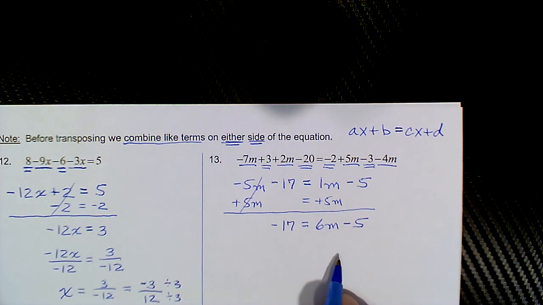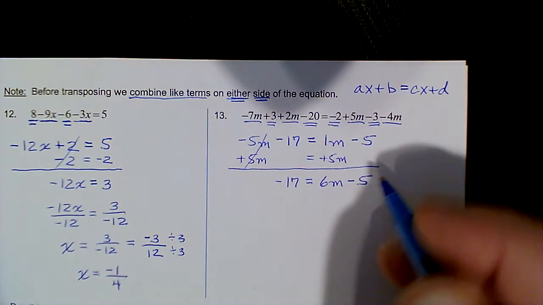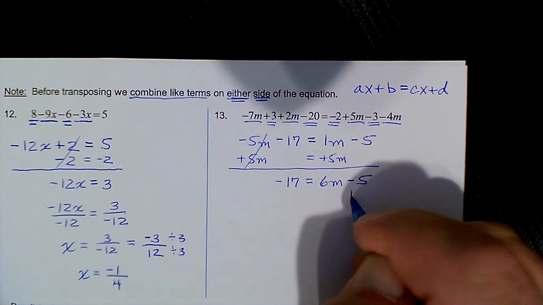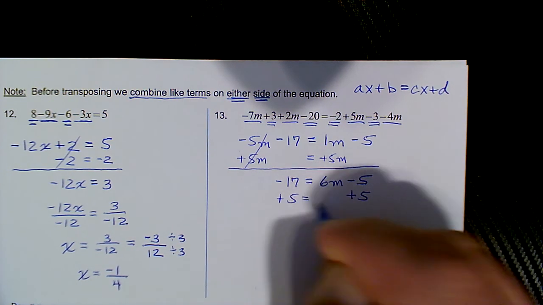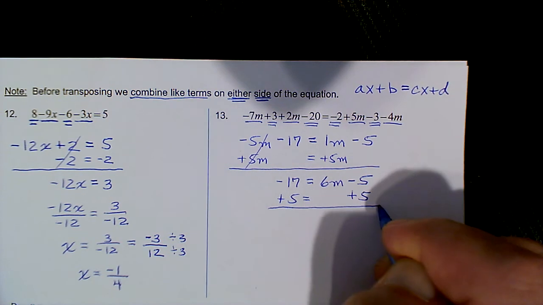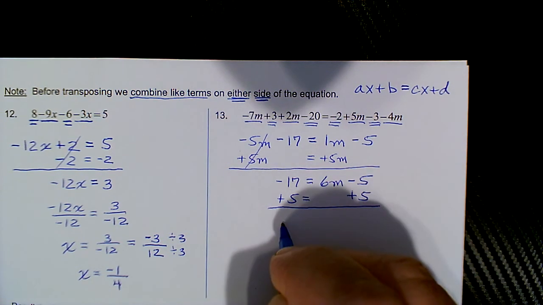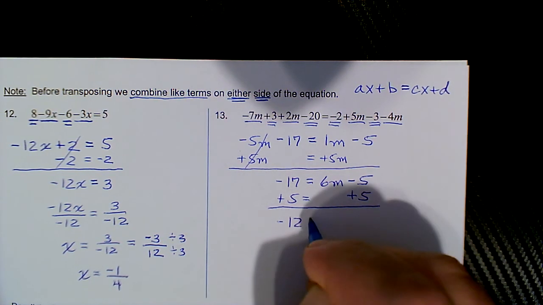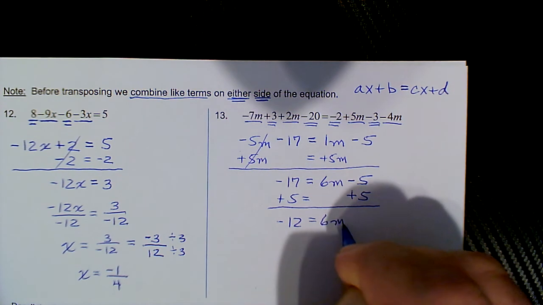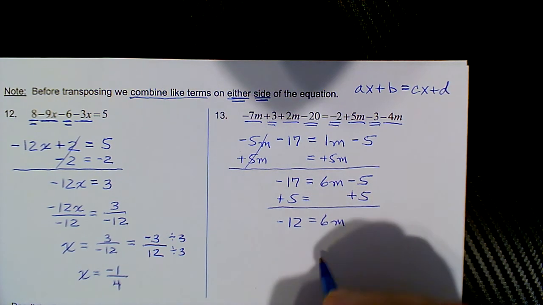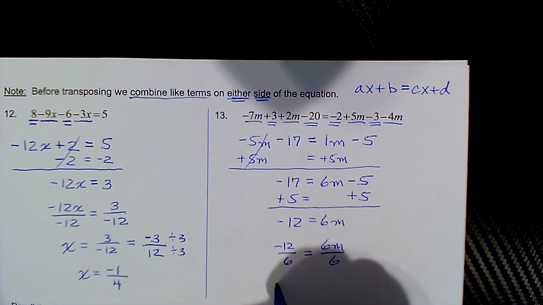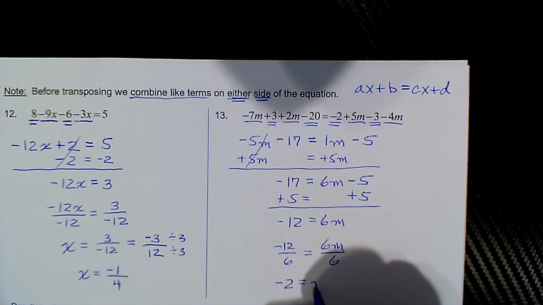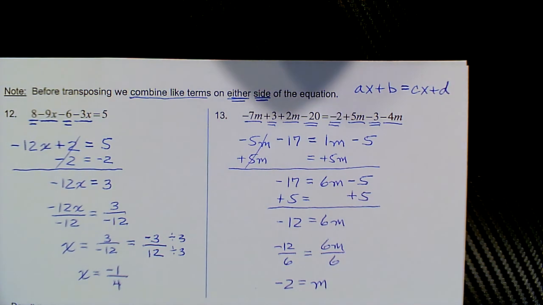Now I have the variable on the right, so I want the numbers on the left. I'm going to transpose the -5 by adding 5. So add 5 here, line up the equals, addition bar, -17 and 5 combine to give -12, equals 6m, and now finally a division. And we're dividing by 6. So divide the -12 by 6 as well. And we get that m is -2.